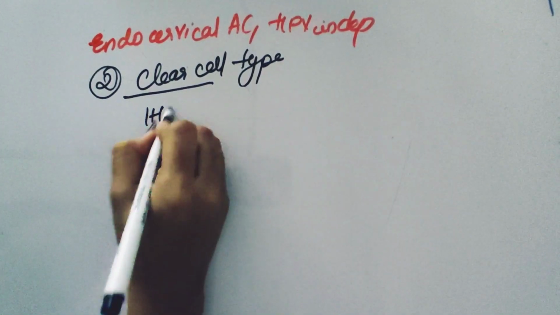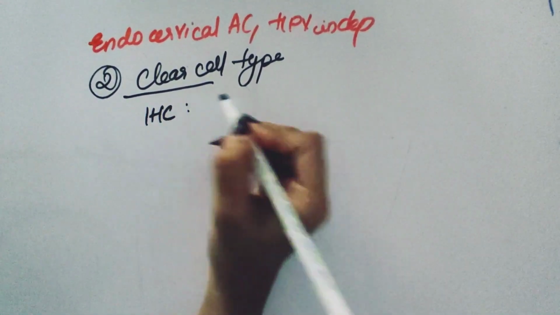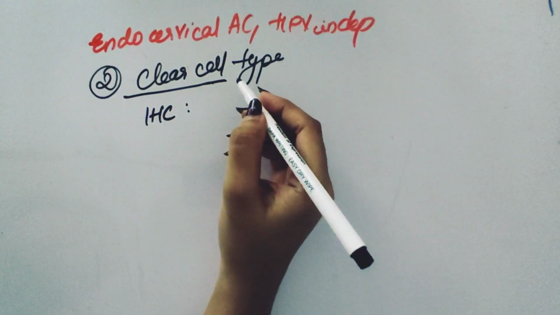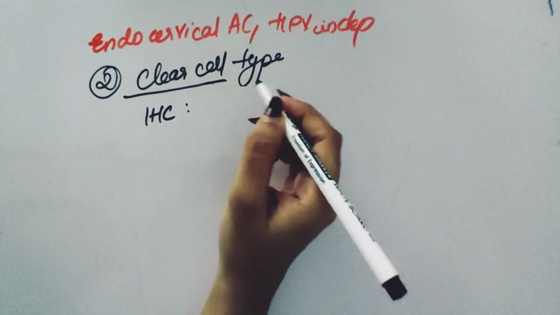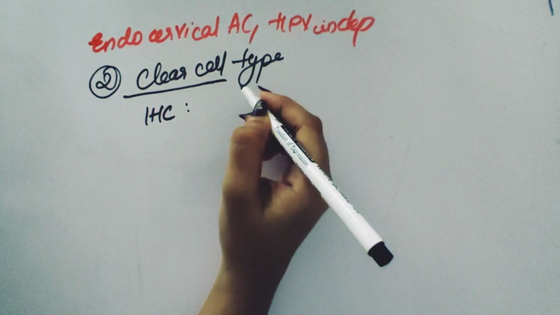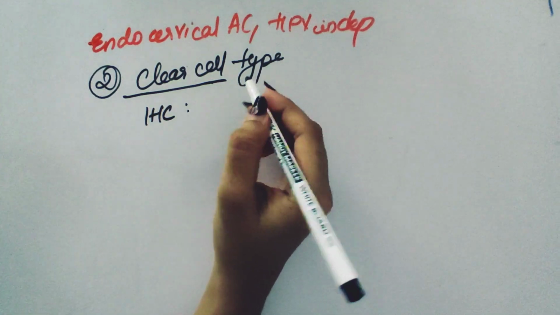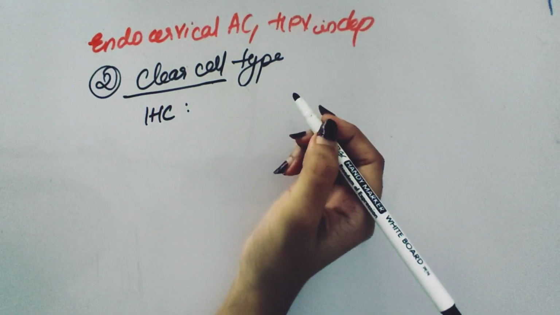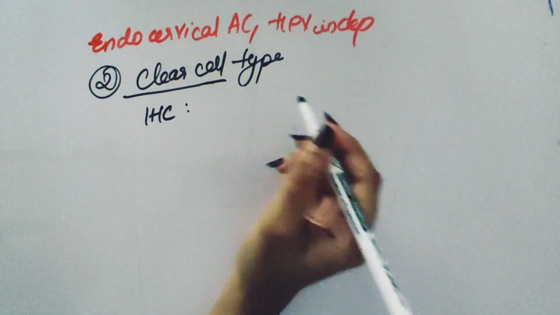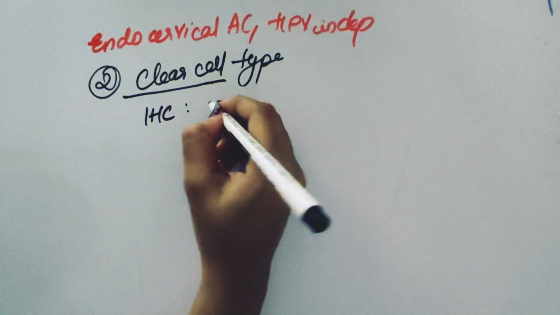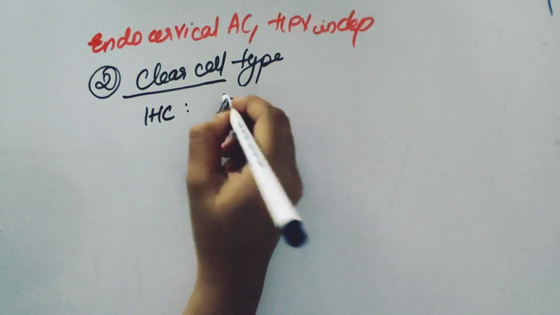So coming to its IHC. Before telling about IHC, why it is clear cell. What is the clearing caused by? In mucin also I have said that there can be cytoplasmic clearing, but then in clear cell type, what is the thing which you'll get? If it is not mucin, then what is it? It is glycogen. So glycogen is the thing which causes eosinophilic granular or clear cell appearance to the clear cell carcinomas.